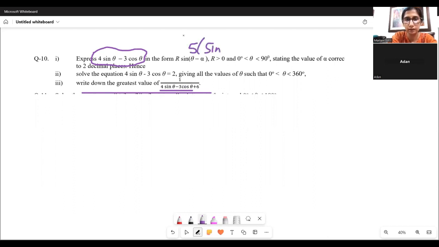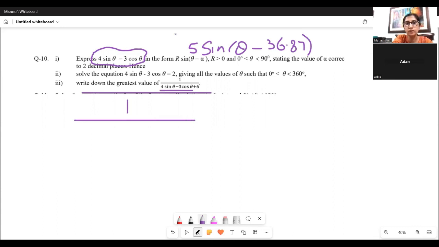And then sine theta minus alpha came out to be 36.87. Okay. So let me just write that fraction here again. 1 over, instead of 4 sine theta minus 3 cos theta, I'm writing 5 sine theta minus 36.87 and then plus 6 along with that. We need the greatest value of this fraction.